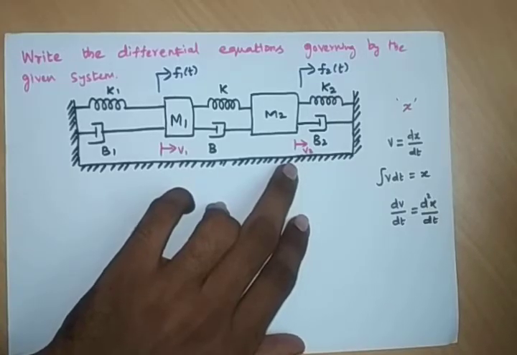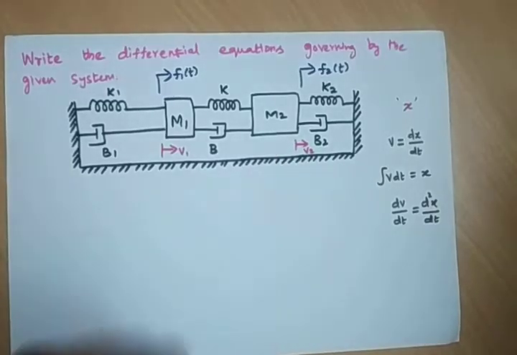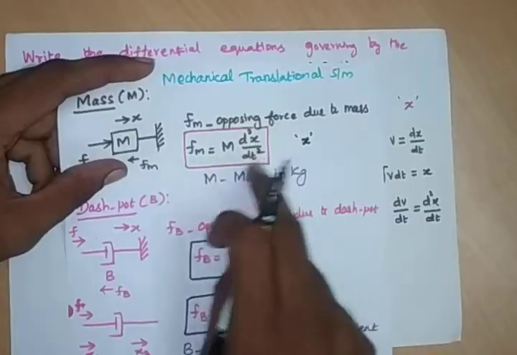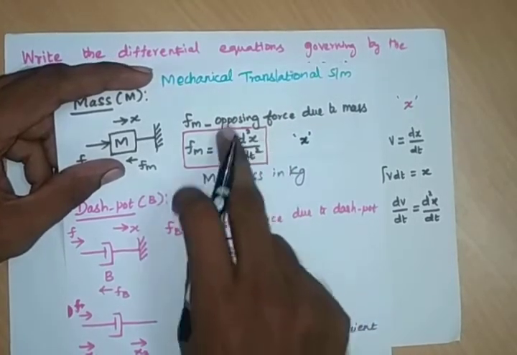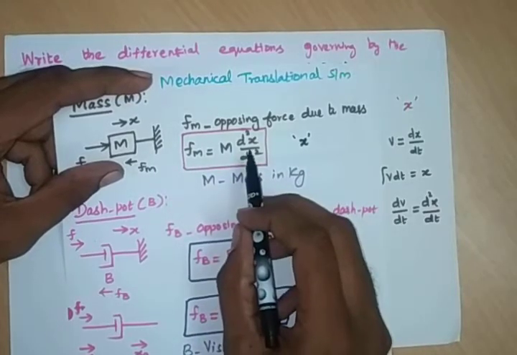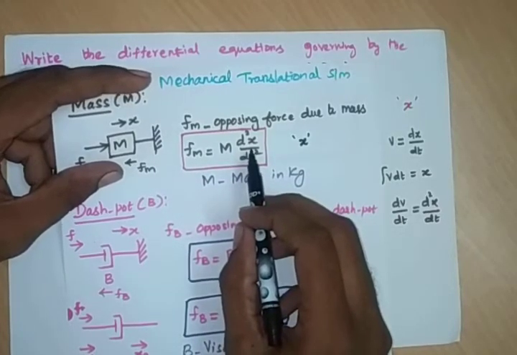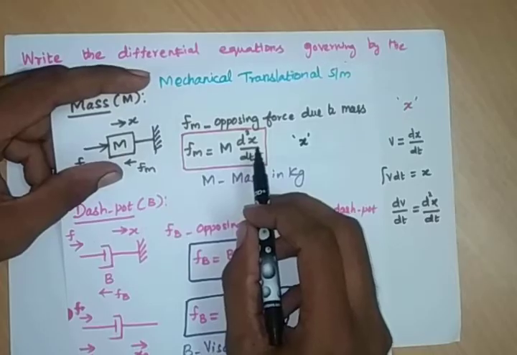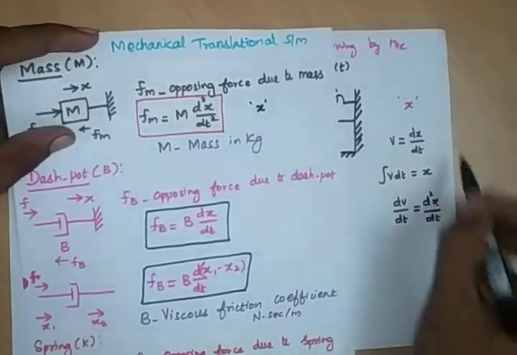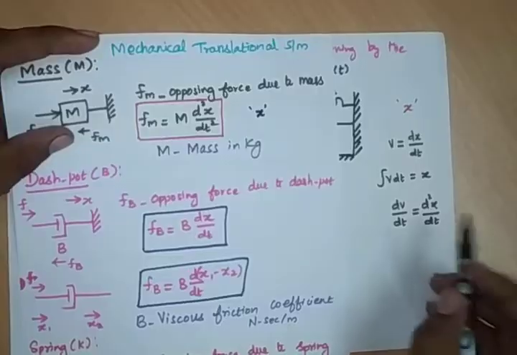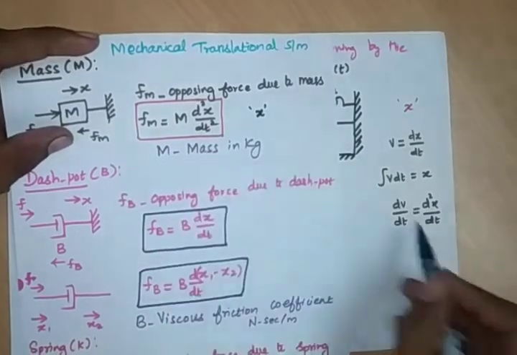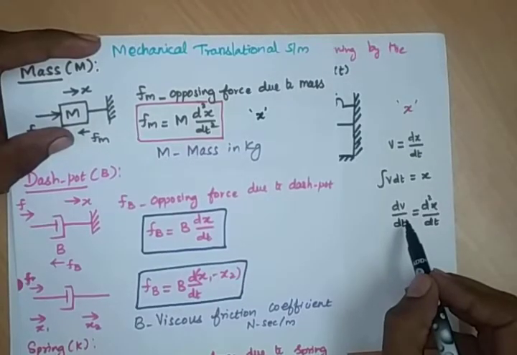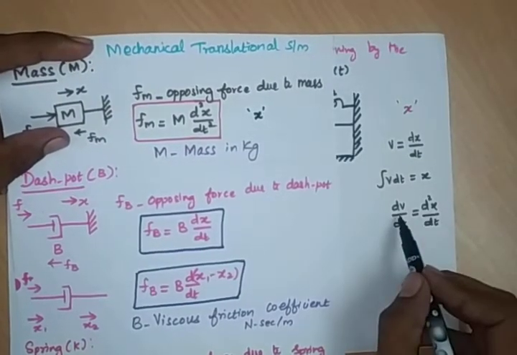The differential equations depend fully upon the opposing forces. So what we need to do is replace the displacement term with its equivalent velocity term. Instead of d square x by dt square, we need to use dv by dt. Both are the same.